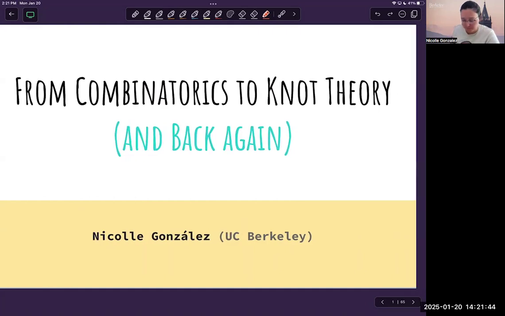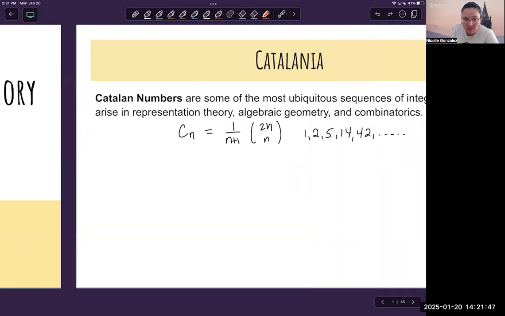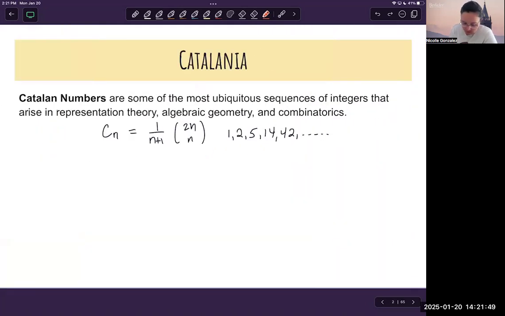So let me start. The first object I want to talk about are some very old numbers. They're known as Catalan numbers. And they're really some of the most ubiquitous sequences of integers in combinatorics, but also in representation theory, algebraic geometry, and many other fields. So here we see some of them. This is the nth Catalan number. It's 1 over n plus 1 times 2n choose n. And here we see the first few terms written out.